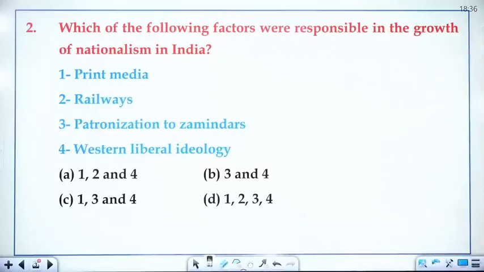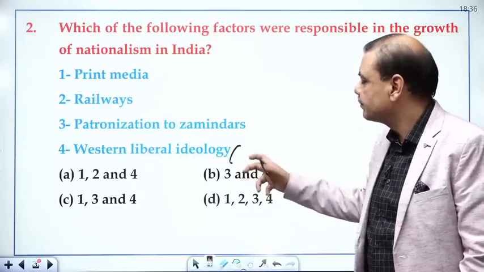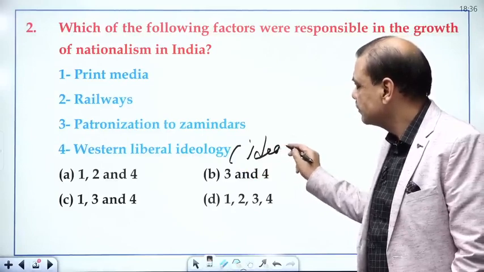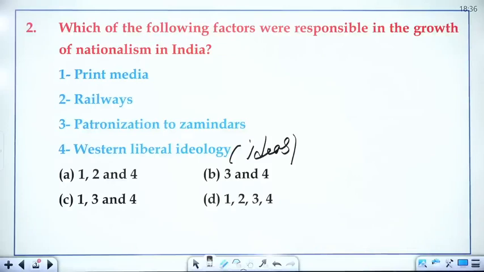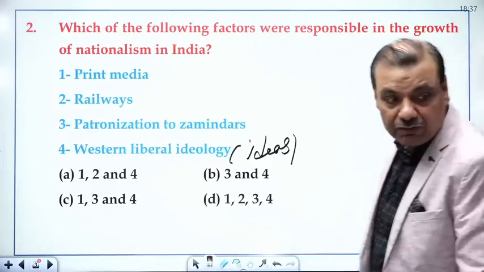Question number 2. Which of the following factors were responsible in the growth of nationalism in India? Point 1, print media. Print media means newspapers, novels, and so on. Point 2, railways. Point 3, patronization to zamindars. And point 4, Western liberal ideology, or even you can use the term ideas. Which of the following factors were responsible in the growth of nationalism in India? Be fast.